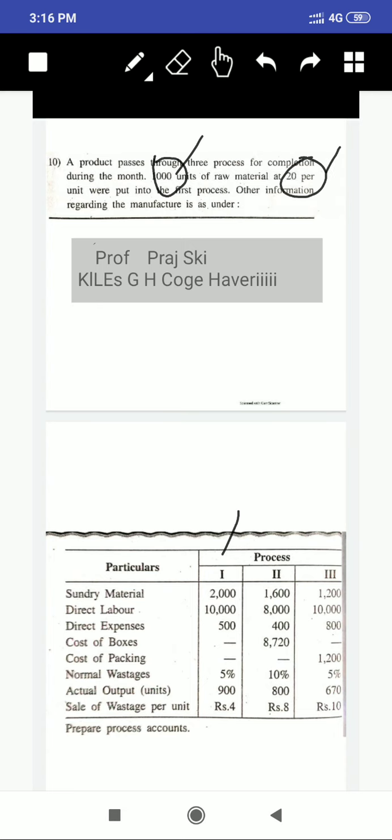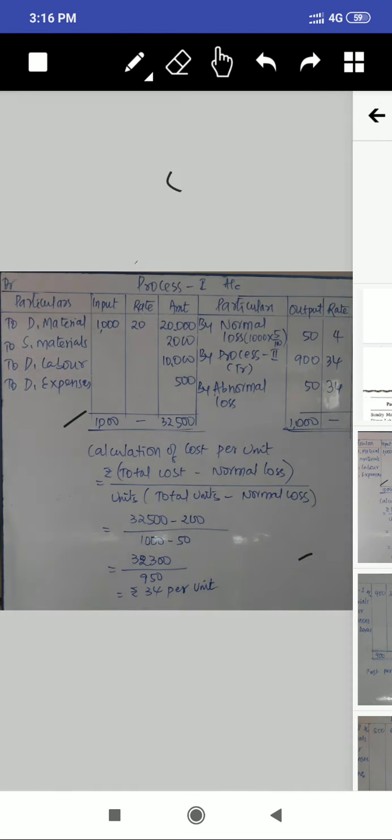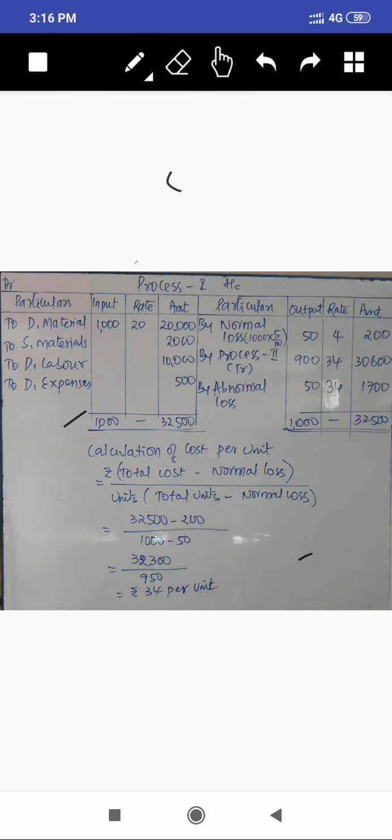Apart from this raw material, we have the sundry materials, labor, direct expense. These figures are to be recorded in the debit side of the first process account. See the first process. As I said, 1000 units of direct materials, 1000 into 20 equal to 20,000, and the remaining figures in the first process: the sundry materials, direct labor, direct expenses, the figures given in the first column. There is no rate column and unit column for these; always it is blank only.